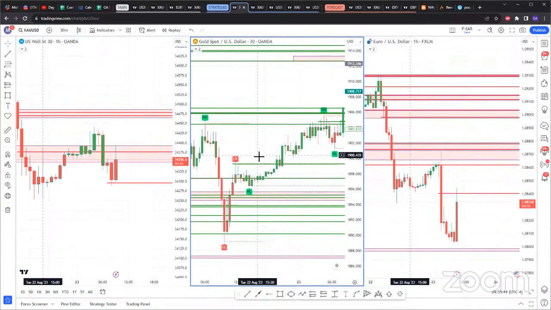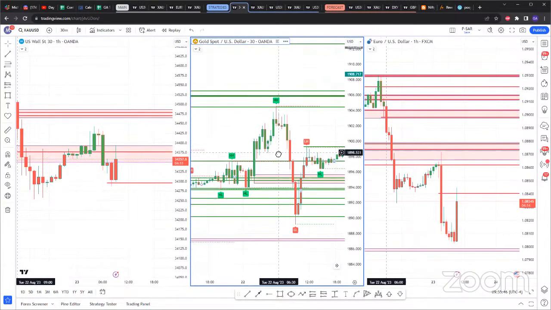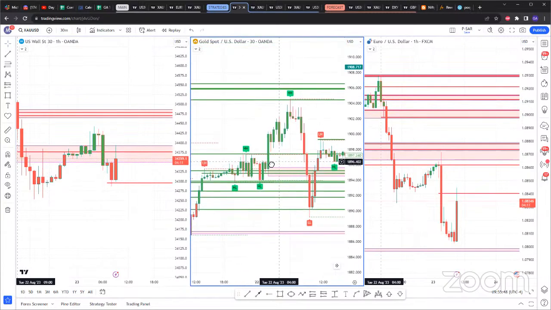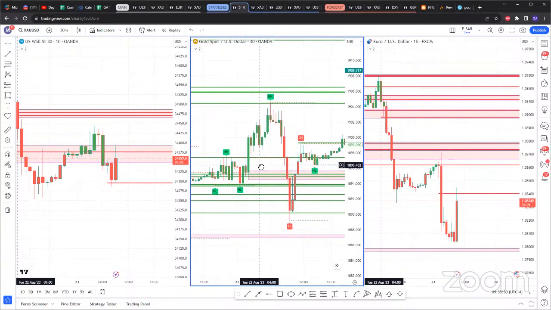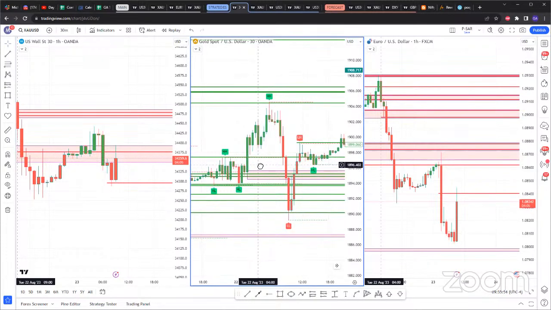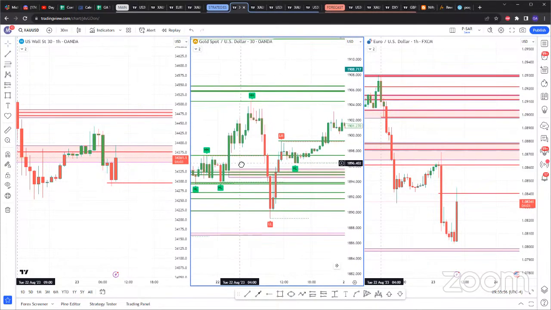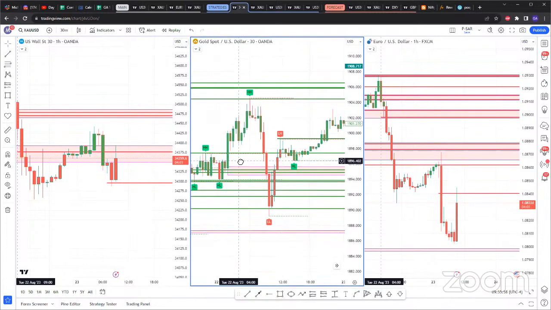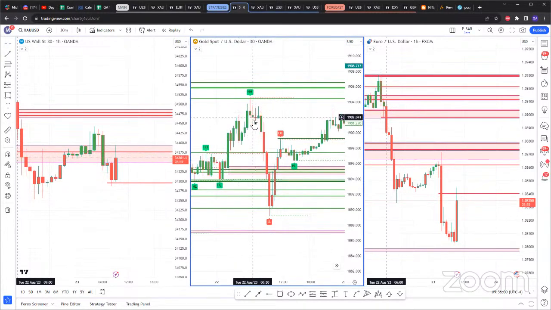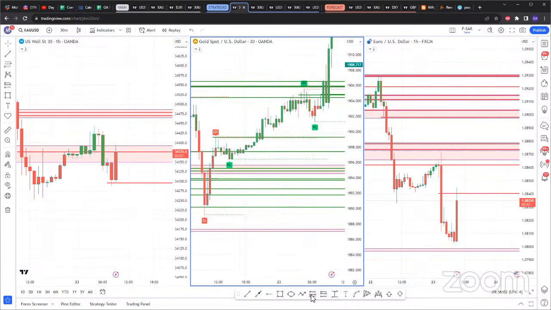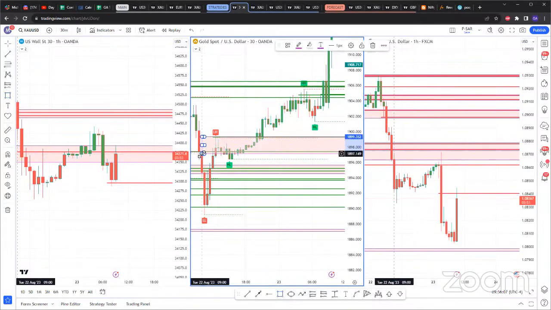So around 5 a.m., let's see. If we go back, what we are looking for is double SARs. So keep in mind your entries. You can trade single SARs if you want, but for me, I just have more confidence and more backtesting experience by using double SARs. So at 5 a.m., we want to see double SAR. So here, we have this double SAR, and this is on the 30-minute.